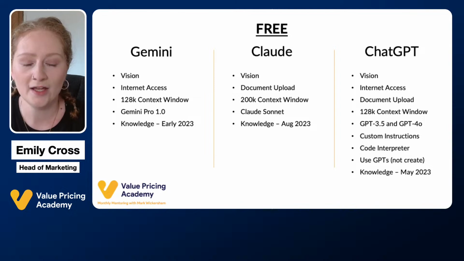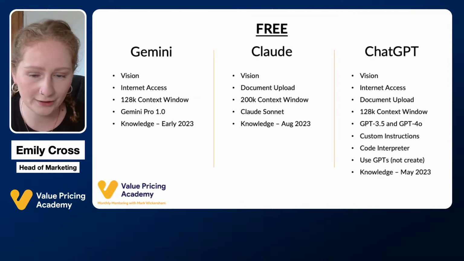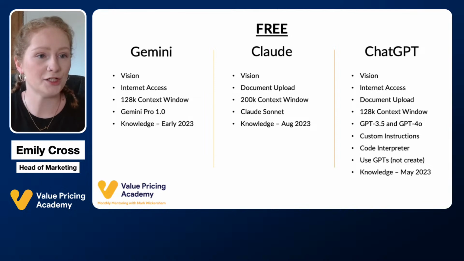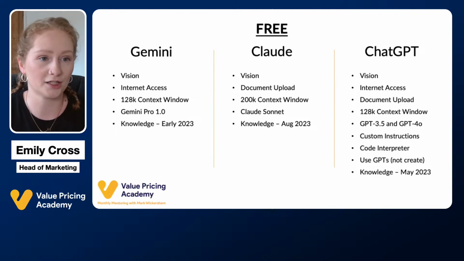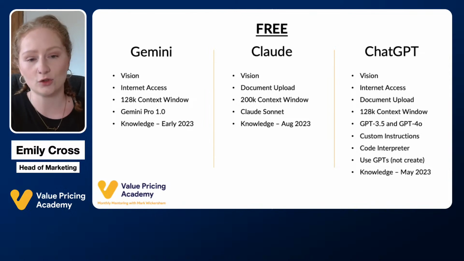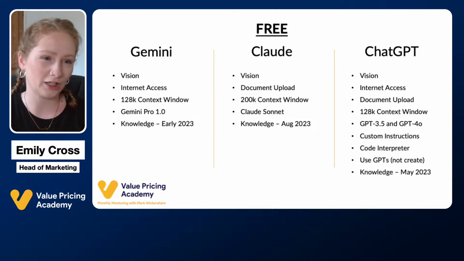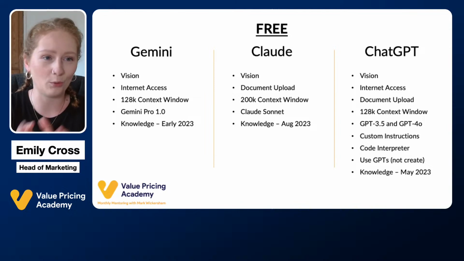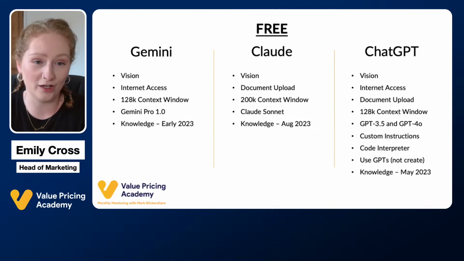So Gemini's context window, this means how much information can it take in one interaction? How much can it handle in one interaction? And this has a 128,000 context window, which translates to, 1,000 tokens is approximately 750 words.